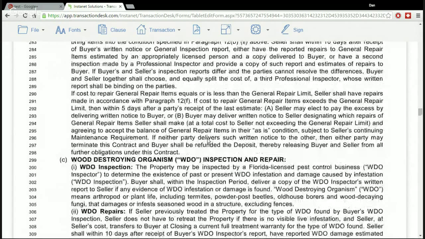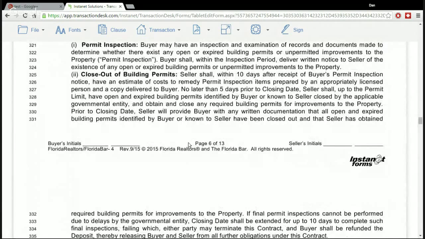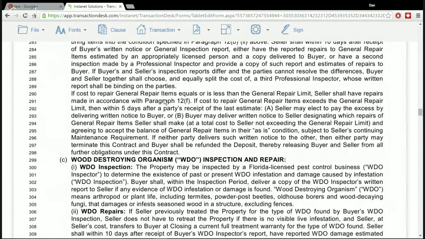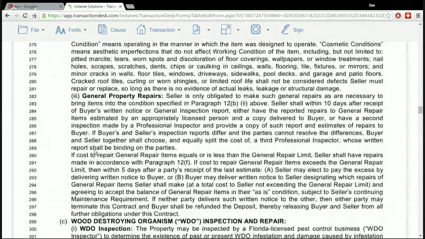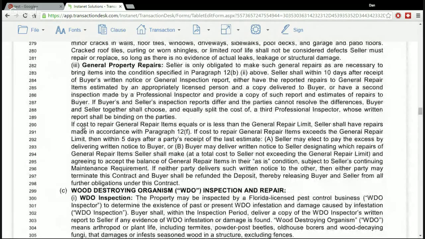Now, this next part is going to be very similar to the rest of the other categories. So wood destroying organisms or inspection closeout of permit. I'm not going to read all those, but I'll read this paragraph here. This talks about what happens if the repairs cost more than the allowance. And this is the same for each of the categories of allowances. So if the cost to repair the items is equal to or less than the general repair limit, the seller shall have repairs made in accordance with above.